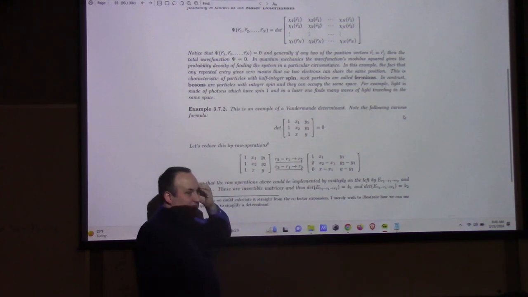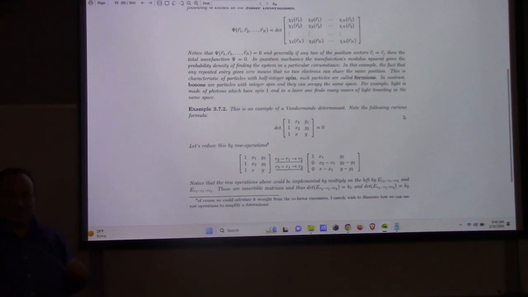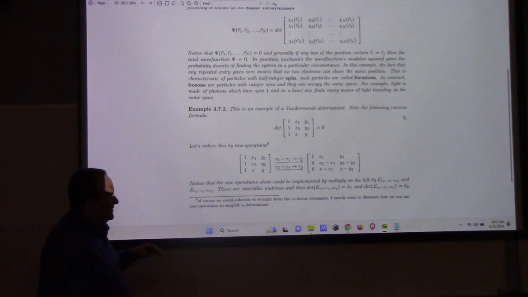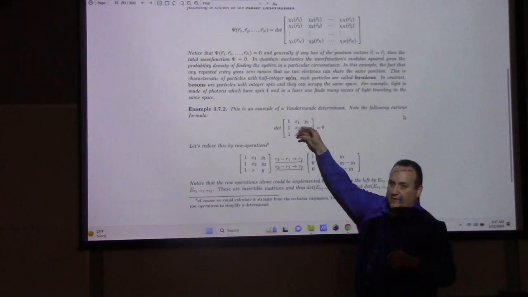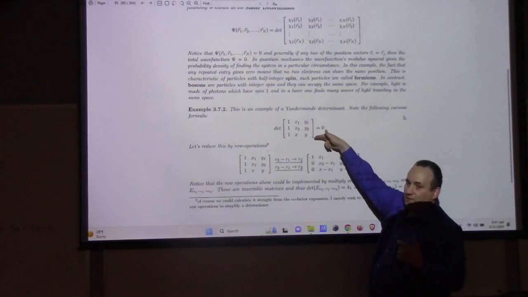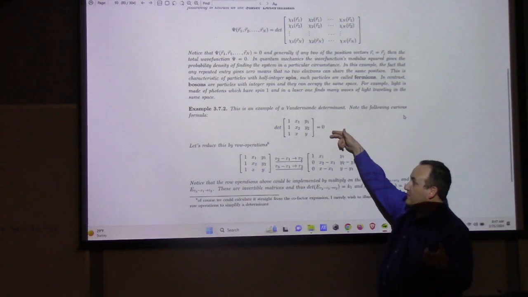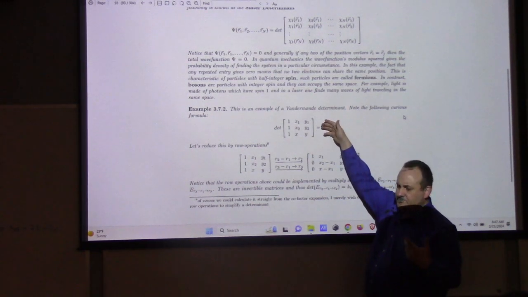Let's just think about this for a second. What happens if you put x equals x1 and y equals y1? What happens to the formula? We don't need to write things out for this. We should just talk about it, think about it. What happens when I put x equal to x1 and y equal to y1 here? The first row and the third row are equal. Therefore, it's 0, right?